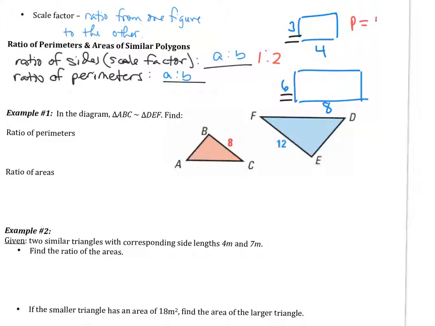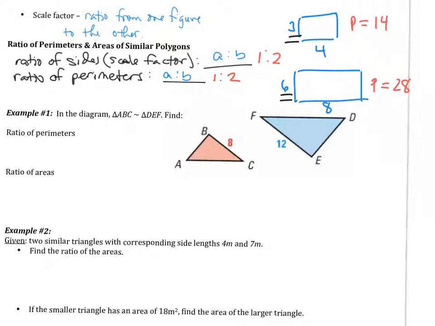14, okay? And the reason is 3 plus 3 plus 4 plus 4. What's the perimeter of the bottom one? 28. What is the relationship between 14 and 28? 1 to 2, just like the sides are. So notice that the ratio of the perimeters stays the same.